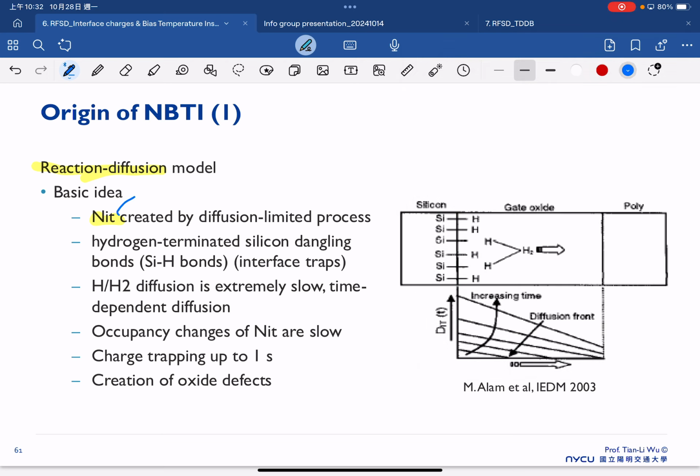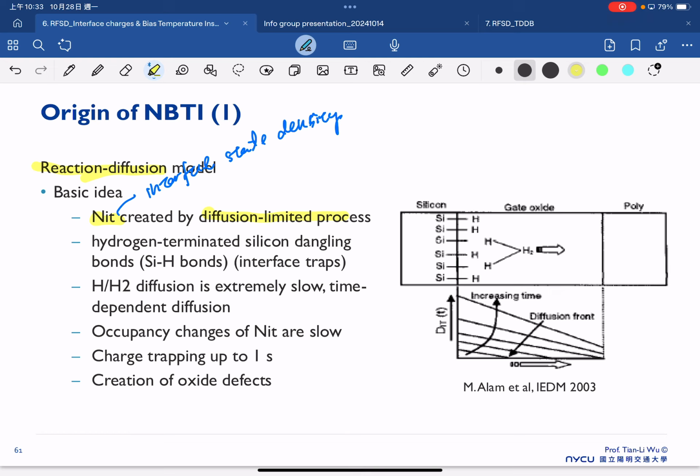This is the interface state density, or trap density. So that's a similar name that came out in the last place. And at the moment, we believe that the NBTI is due to a diffusion-limiting process. So why is there diffusion?